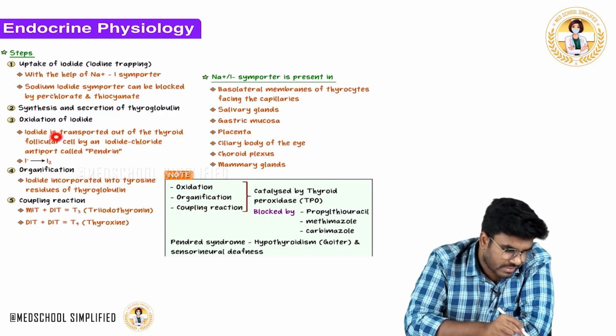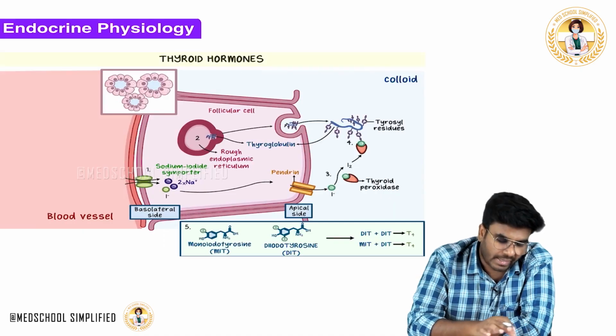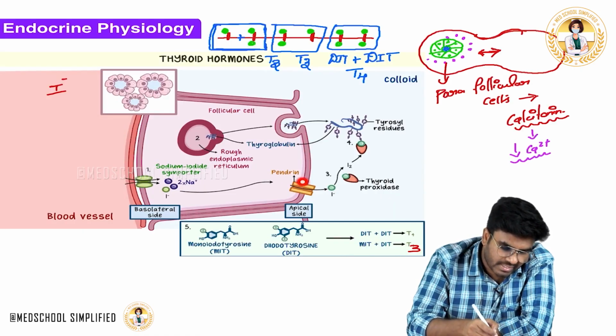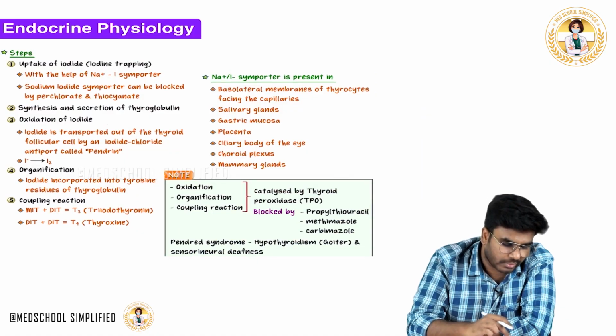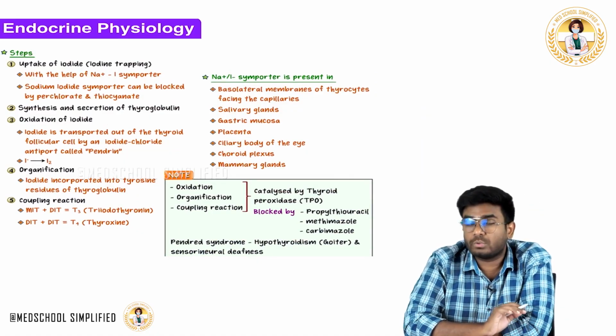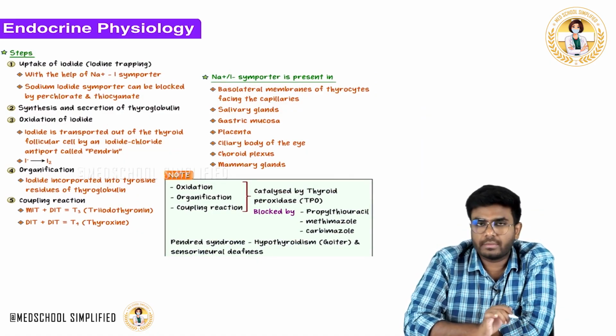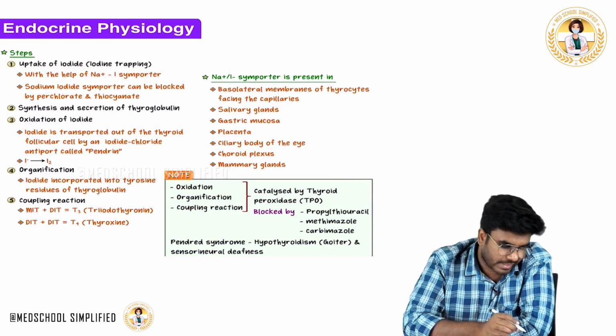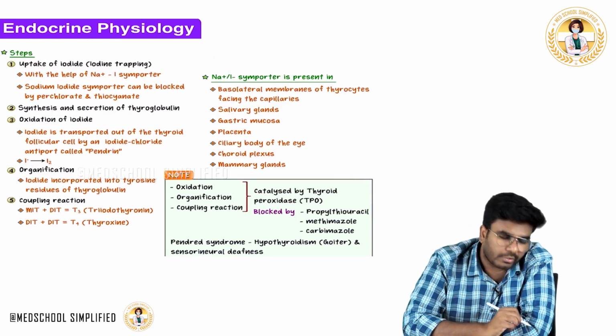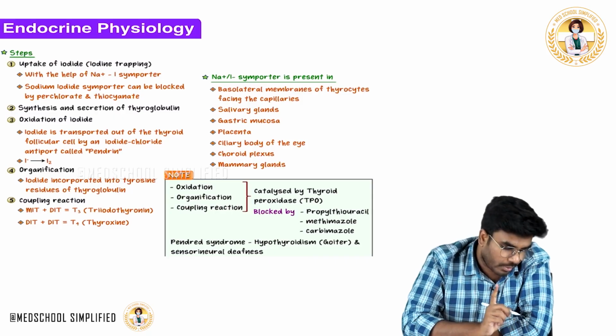Iodide is transported out of the thyroid follicular cell with the help of the iodide-chloride antiporter called pendrin. I have explained this to you. This transporter sends the iodide molecules into the colloid, and in the colloid, with the help of thyroid peroxidase, I minus is converted into I2. The enzyme thyroid peroxidase is important.